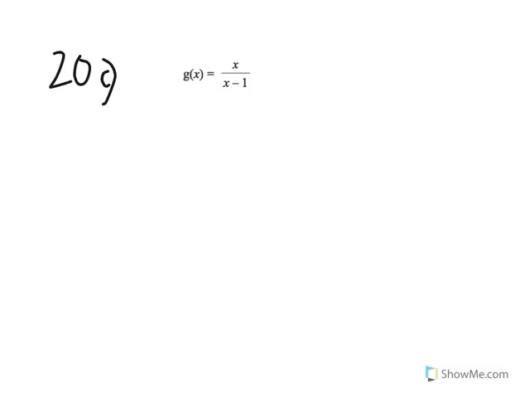Okay, so next question, they tell you g of x is equal to x over x minus 1, and they ask you to solve g of x is equal to 1.2.